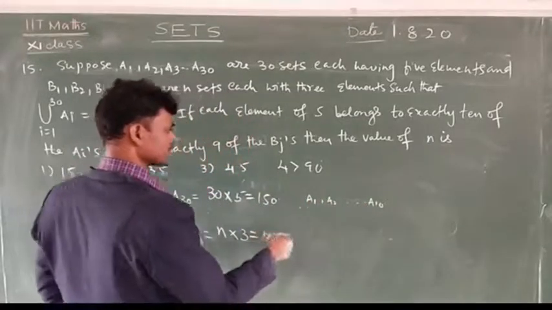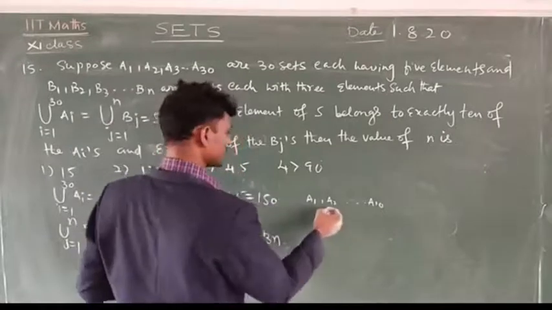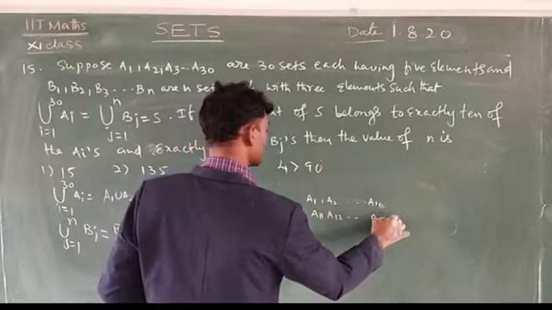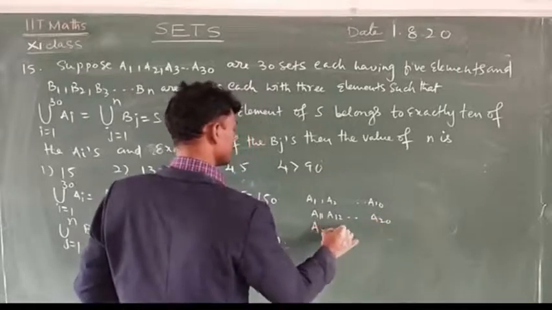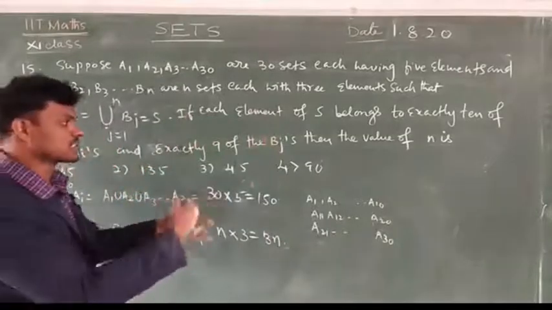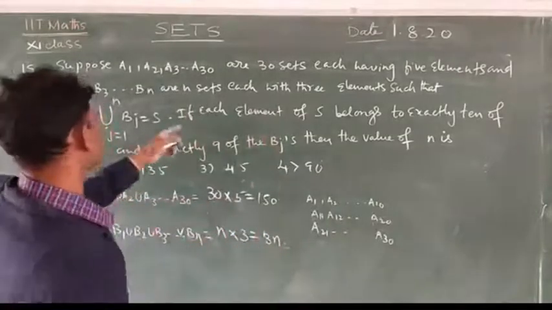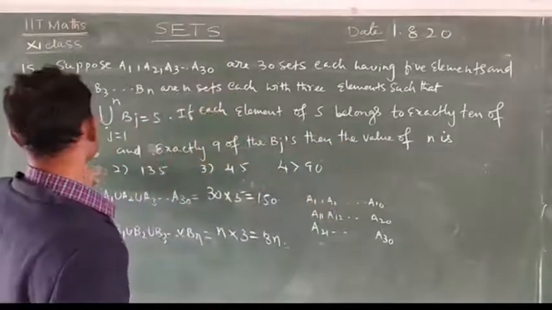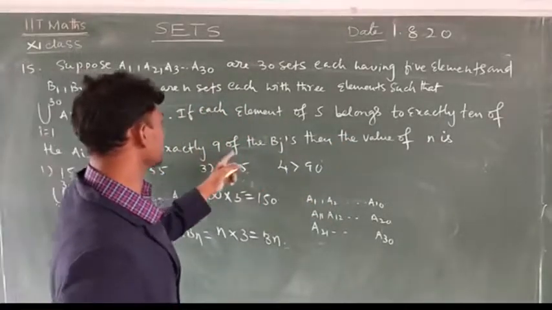This is one set. Then again A11, A12 up to A20. This like A21 up to A30. Like this you can interchange and write some sets. That's why here each element of S belongs to exactly 10 AIs and exactly 9 of BIs.